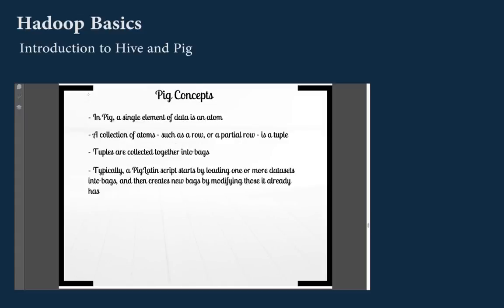So let's understand a bit about Pig. In Pig, a single data element is called an atom. A collection of atoms is called a tuple, which is as good as a row in a table. A collection of tuples is called a bag, which is equivalent to a table. Typically, Pig starts by loading one or more data sets into a bag and then creates a new bag by modifying the existing one. That's the core concept of Pig.